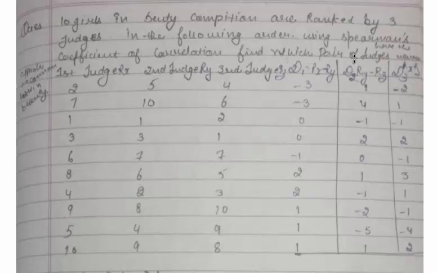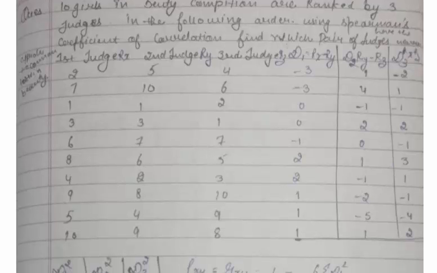Now D2 represents the difference between the second and third judge. So we find the rank of the second judge minus the rank given by the third judge: 5 minus 4 is 1, 10 minus 6 is 4, 1 minus 2 is minus 1, and so on. Then we find D3. D3 is basically for the first and third judge. Then we find 2 minus 4 is minus 2, 7 minus 6 is 1, 1 minus 2 is minus 1, 3 minus 1 is 2, and so on.